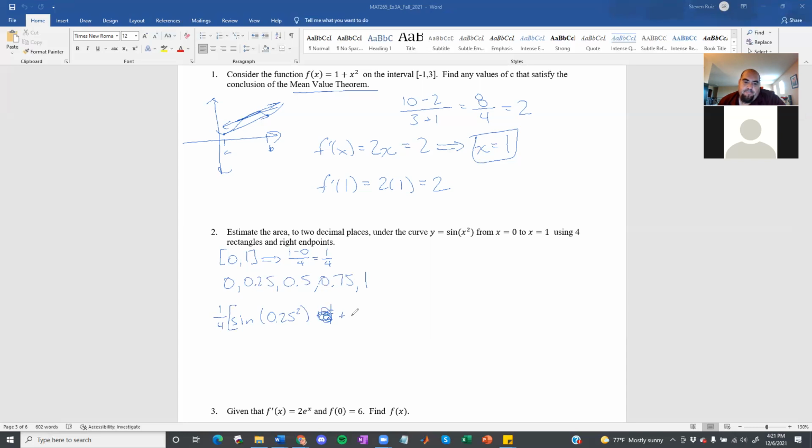It's just easier for me to understand. And then 0.5 squared, and then sine 0.75 squared, and then sine 1 squared. That's it. And then I think this comes out to like 0.42 or something like that. I have it right here, 0.42115.